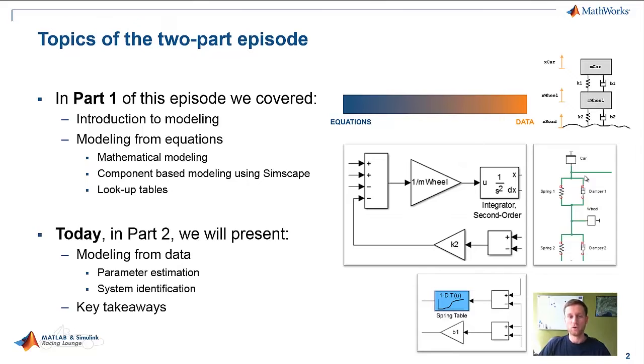Now in part 2 of our episode, we will talk more about modeling from data. We will introduce you to two key concepts. One is parameter estimation. The second one is system identification, which are both quite powerful tools. And last but not least, we will wrap it all up. We will critically think about our approaches and where they can be applied best in the key takeaway section. So let's move on and enjoy the second part of the episode with Sebastian Castro and myself.